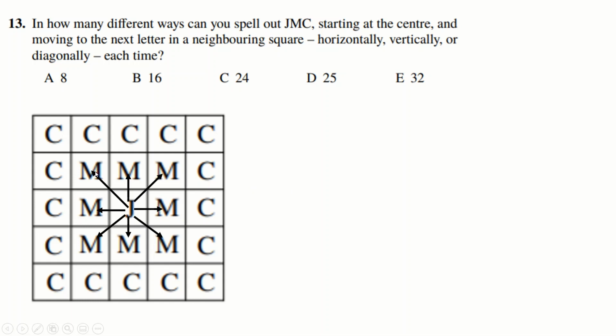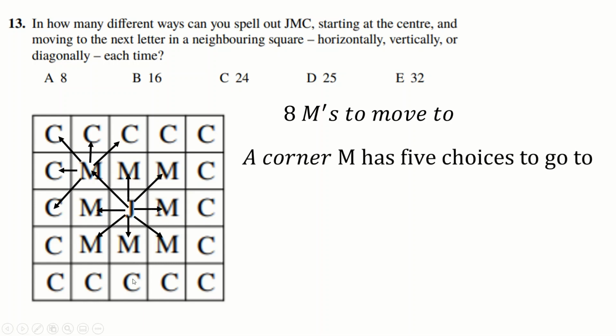And then from here you've got, well, it actually depends where you are. If you're on one of these M's in the corners, you actually have 5 C's to go to, any of those 5. And that would be the same here, right, 5 choices here as well. But if you instead go to one of the middle M's, you only have 3 choices to go to.